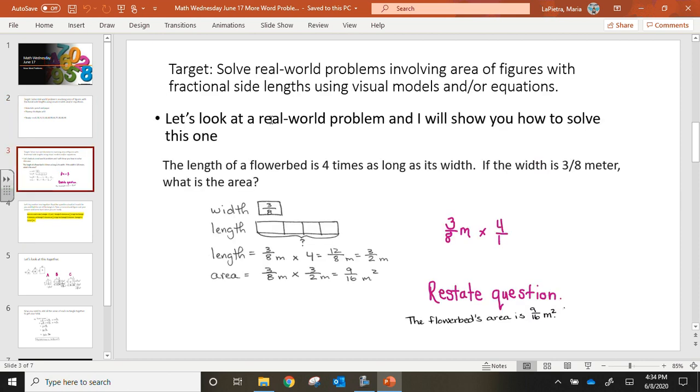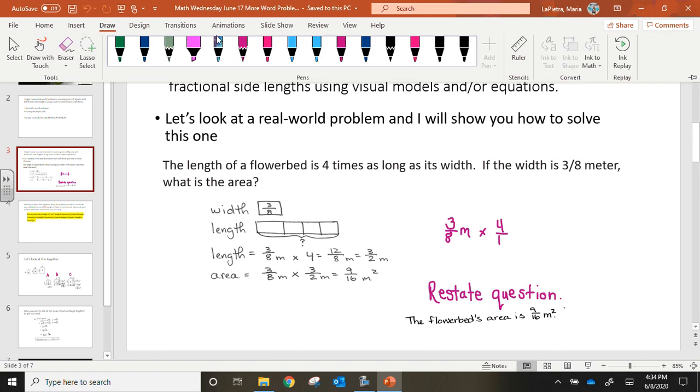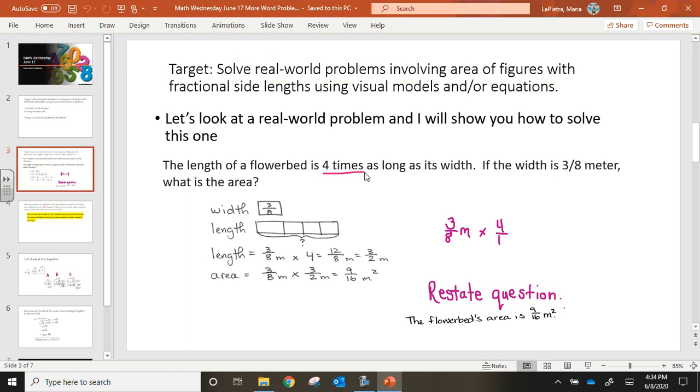Okay, let's look at a real world problem and I will show you how to solve this one. The length of a flower bed is 4 times, I'm going to mark up my problem, 4 times as long as its width. It says times right in the problem. Let's find out what the width is. The width is 3/8 meters.